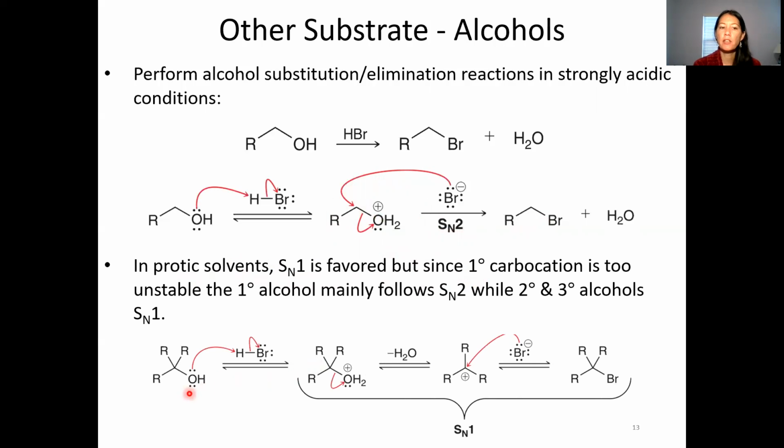However, if you have a secondary or tertiary alcohol, what will occur first is protonation of the alcohol. The water is a good leaving group, and you form a tertiary carbocation in this example. So that'll leave first, a stepwise mechanism, to give the free carbocation. So it undergoes this SN1 mechanism. Bromide then comes in, giving the tertiary bromide.